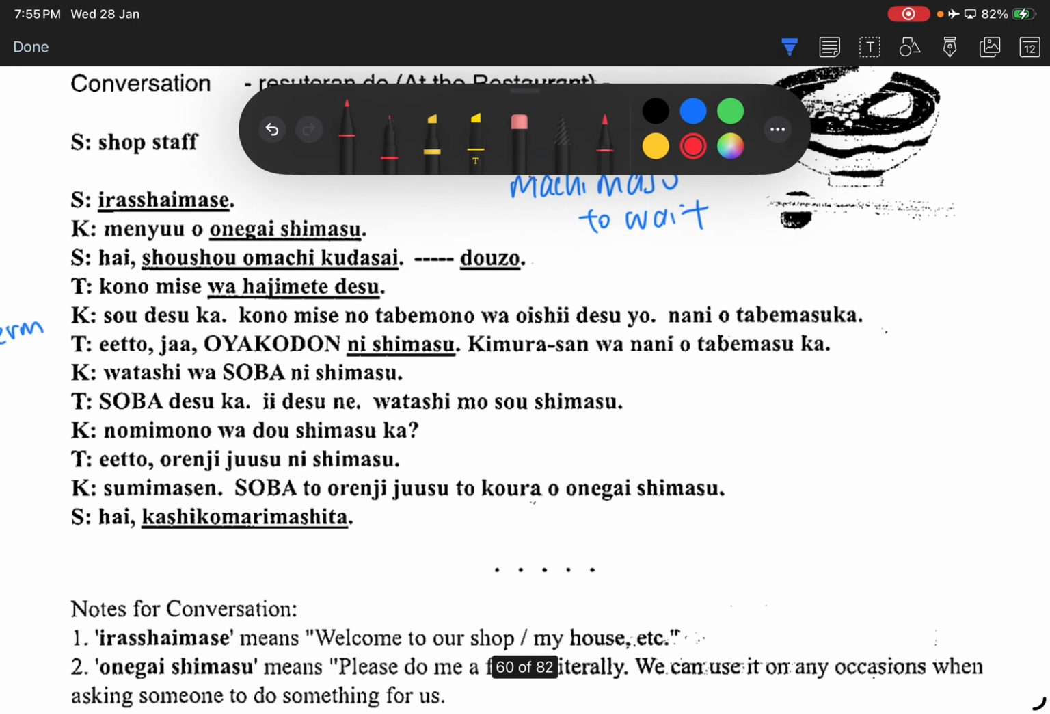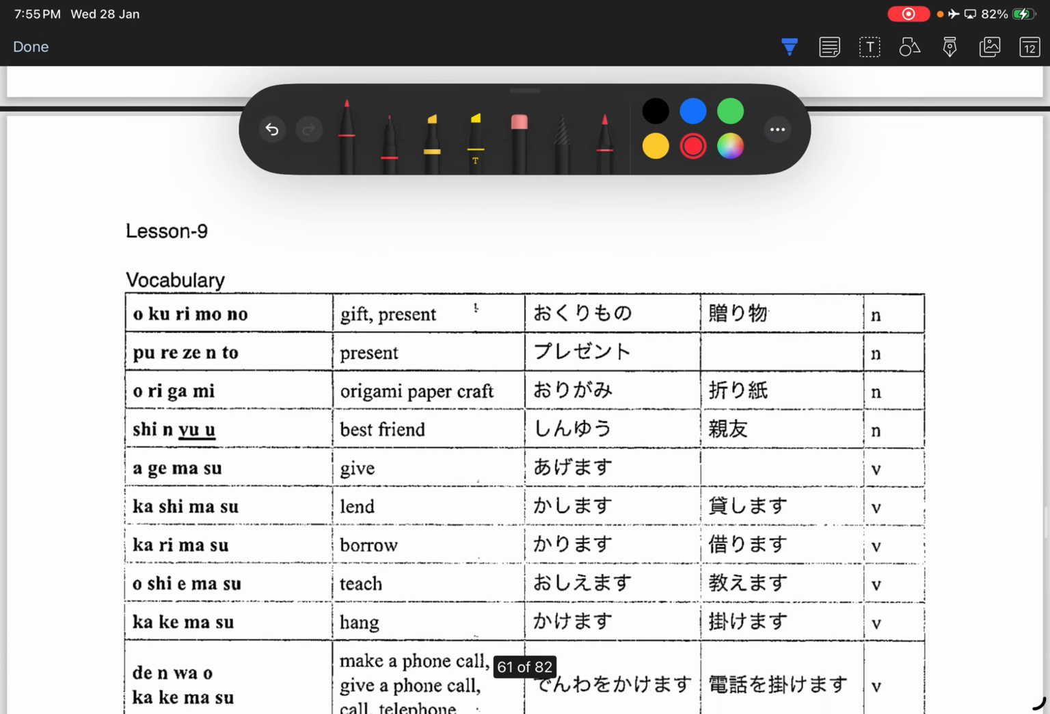Right, we move on to, wow, so short this one. Okay, then we can talk about lesson 9 already.